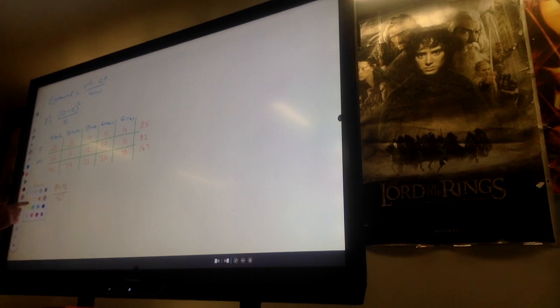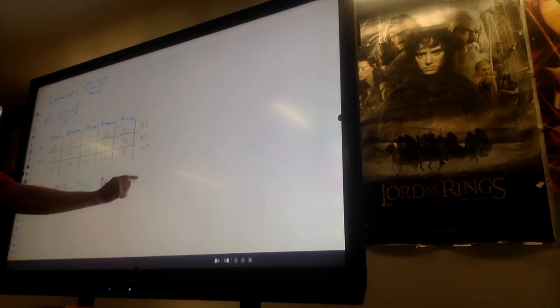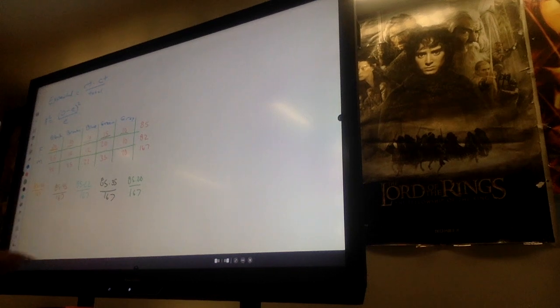And we'll do this one in blue. We're going to do 22. Backwards. We're going to go 85 times 22 divided by 167. Some black. That's going to be 85 times 35 divided by 167. Do this one in green. That's going to give me 85 times 20 divided by 167. So that takes care of the first top row.